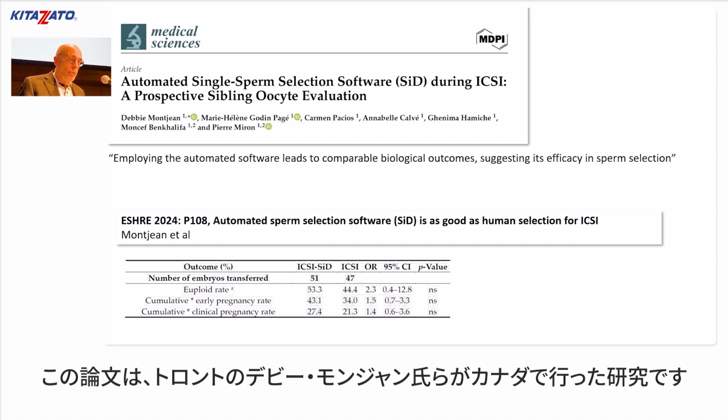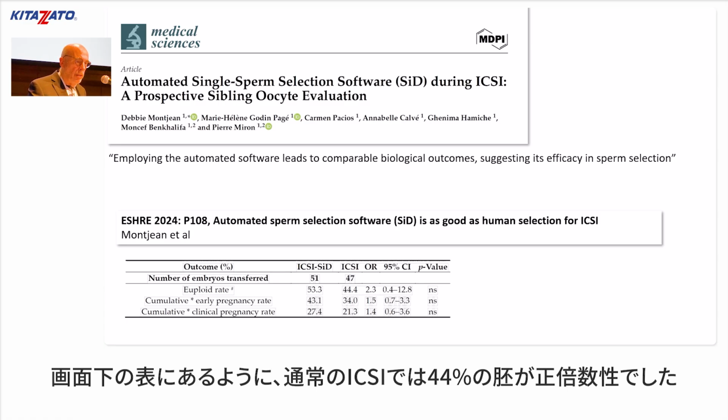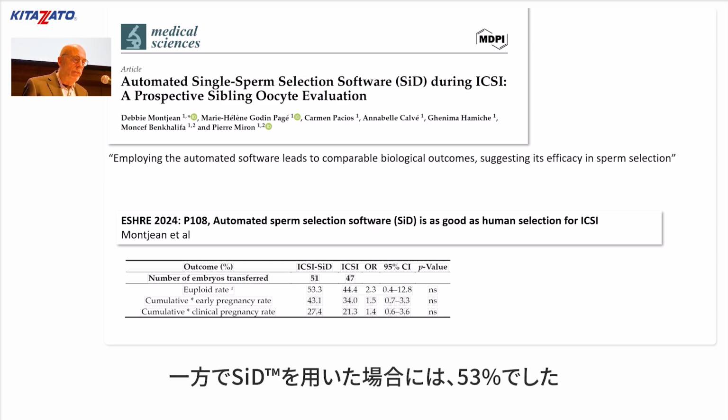Another study, published and done in Toronto by Debbie Monjan and others in a program in Canada, showed that when they looked at the euploidy rate in their lab, when they performed SiD, and you can see that here on the bottom of the screen, 53% of blastocyst embryos were euploid, whereas if they did regular ICSI, it was 44%.